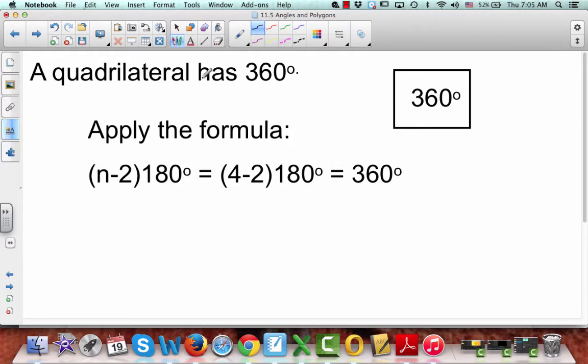Remember, a quadrilateral has 360 degrees. Like this rectangle here, 4 90-degree angles would be 360 degrees. Let's apply our formula. N minus 2, where N is the number of sides, times 180. There are 4 sides. 4 minus 2 is 2, times 180 is 360 degrees.